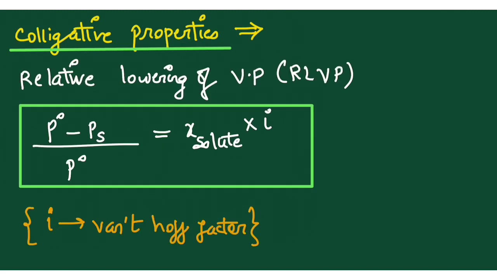Now let's move to the colligative properties. These are the properties which only depend upon the amount of the solute and not on the nature of the solute. First we have RLVP, that is relative lowering of vapor pressure. P0 minus PS upon P0 is equal to mole fraction of solute into i. This i is basically the Van 't Hoff factor, which I will be teaching you in the later slides. P0 is the vapor pressure of pure solvent, PS is the vapor pressure of solution, and X solute is the mole fraction of solute. i is the Van 't Hoff factor.